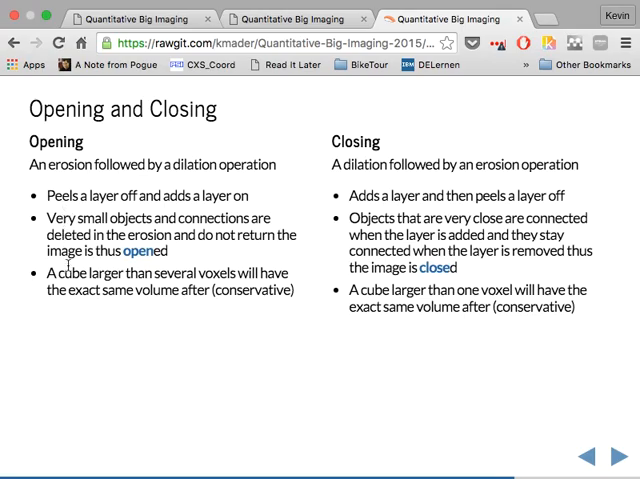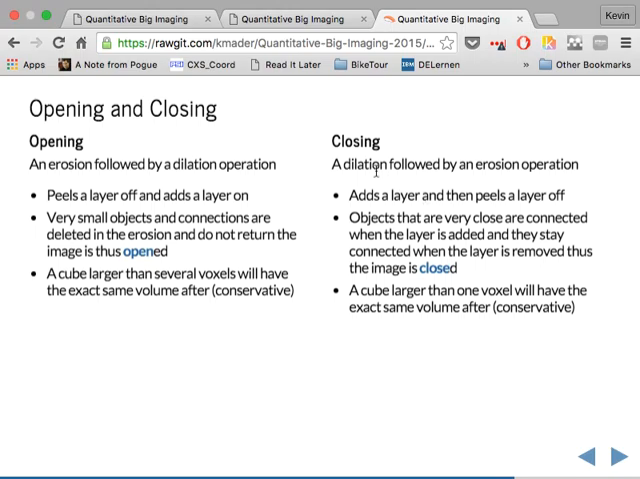And so, the standard way of looking at this is sort of a cube. If you apply this operation to a cube, the volume at the end is the same as the volume at the beginning. And so you don't change that volume at all. Closing is then sort of the opposite of this opening. And this is a dilation followed by an erosion.